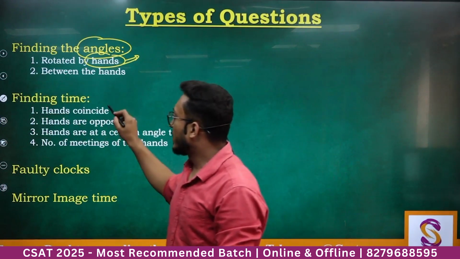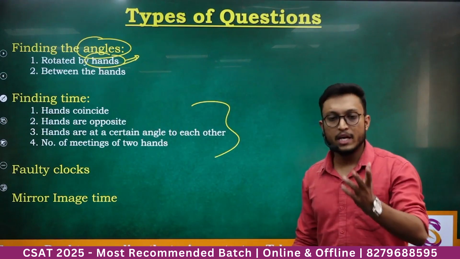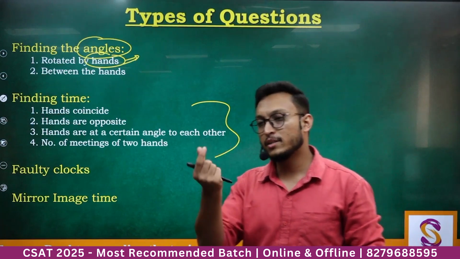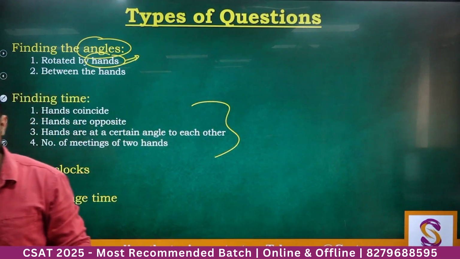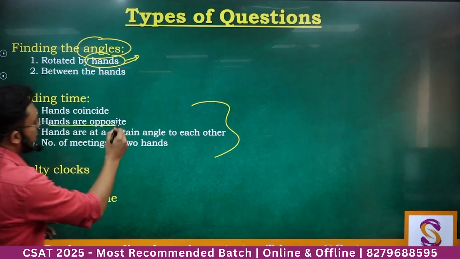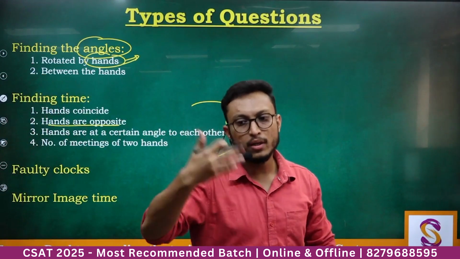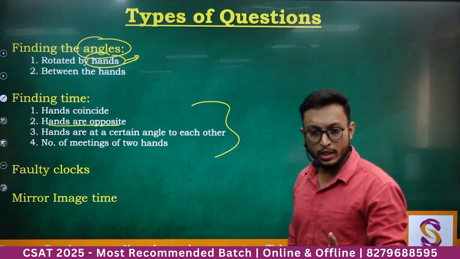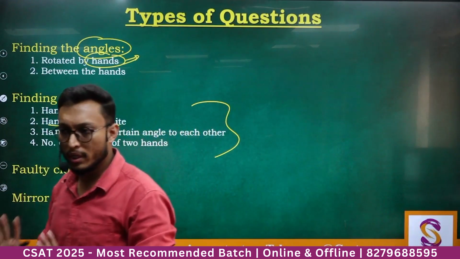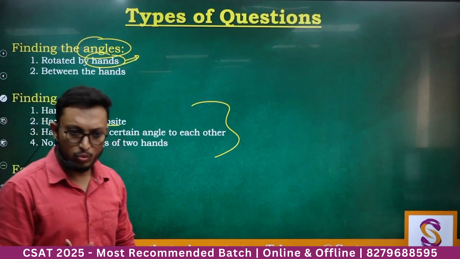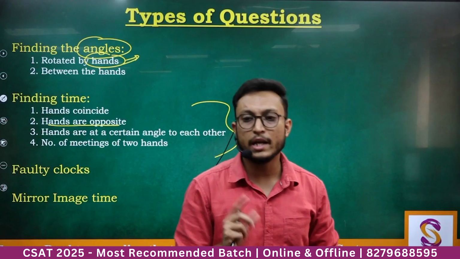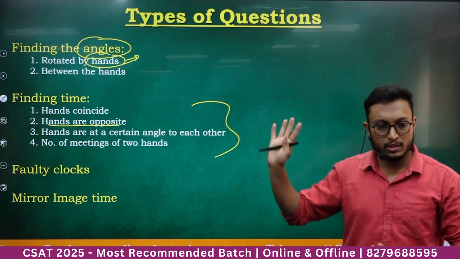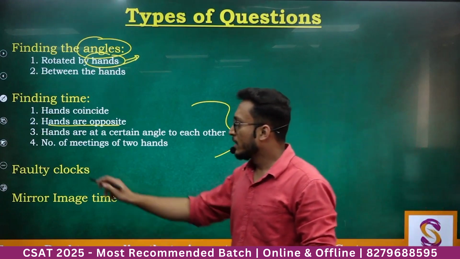Next can be find the time. Find the time when both the hands of the clock coincide between, let's say, 2 and 3 o'clock. Now find that exact instant of time when both the hands of the clock are coinciding. Or when the hands are opposite. These are just the kinds of questions that we will see ahead. Or they are at certain angles to each other. So suppose I tell you that the time is somewhere between 2 and 2:30 and the angle between the 2 hands of the clock is 90 degrees. Find out what time that is. So these are the kinds of questions that we'll see and how to find that. Meeting of 2 hands.